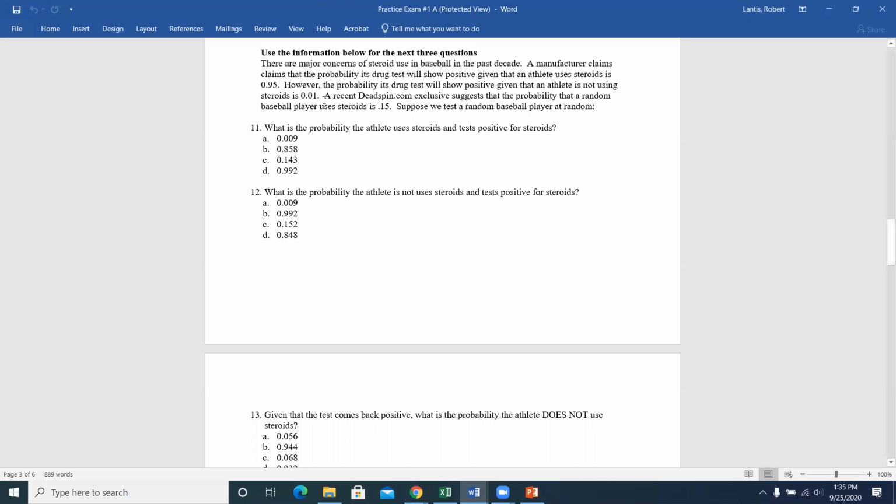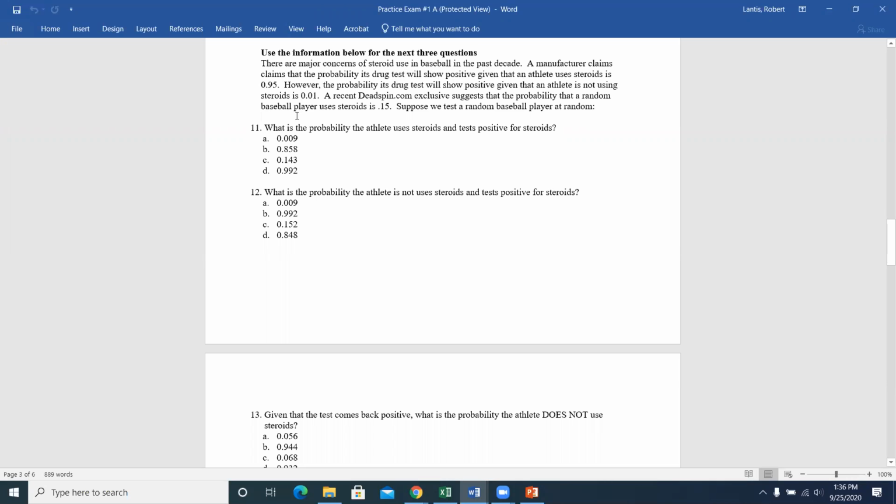So we'll do one here though that looks very similar to what you could be asked. We've got steroid use in baseball. A manufacturer claims the probability a drug test shows positive given that an athlete is using steroids is 0.95. So let's just start writing out what we're given.